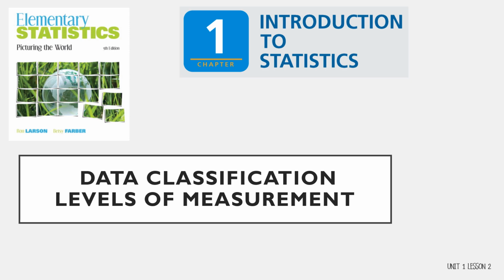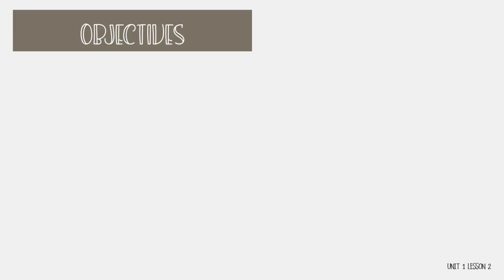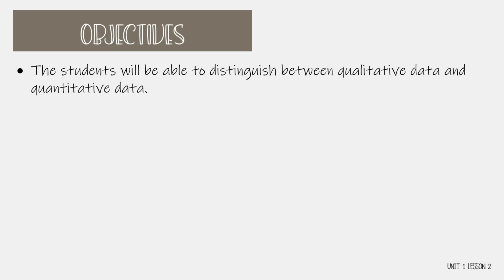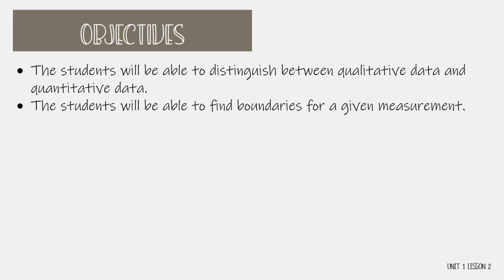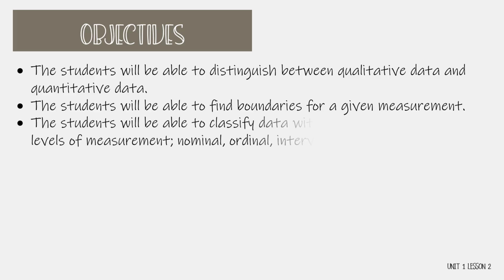Lesson 2, Data, Classification, and Levels of Measurement. Objectives. The students will be able to distinguish between qualitative data and quantitative data. The students will be able to find boundaries for a given measurement. The students will be able to classify data with respect to the 4 levels of measurement: nominal, ordinal, interval, and ratio.